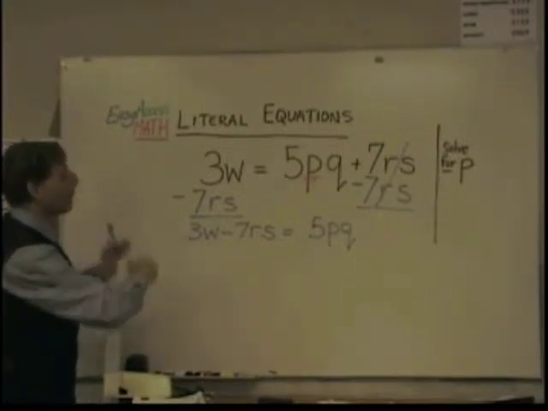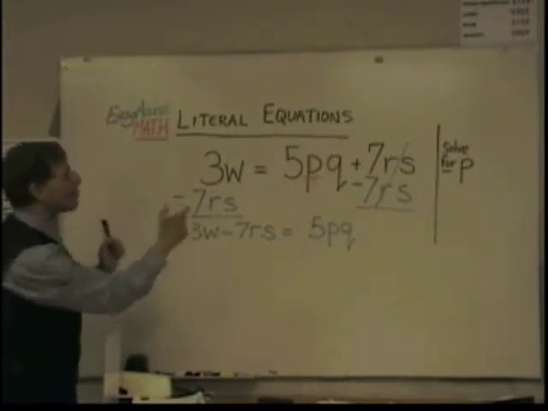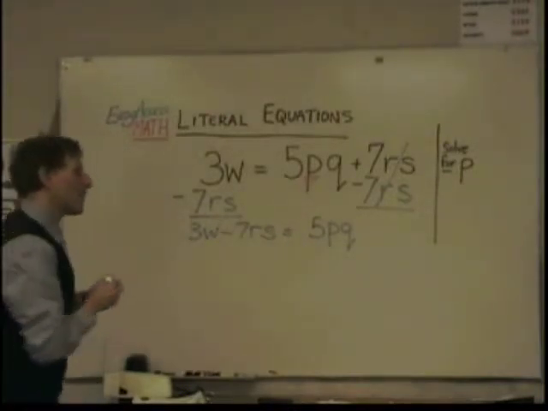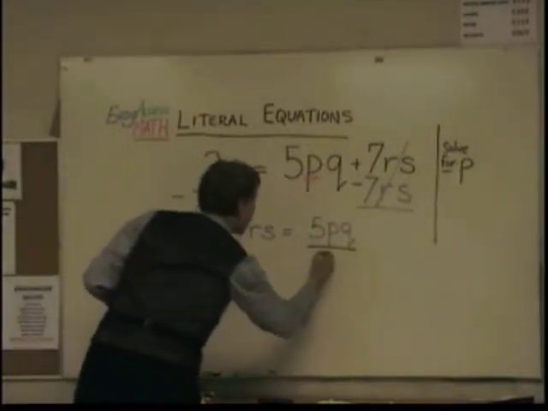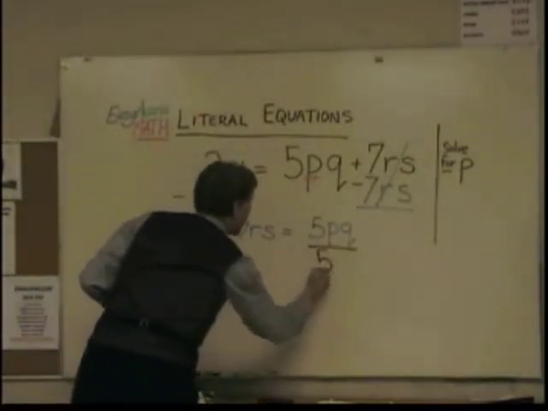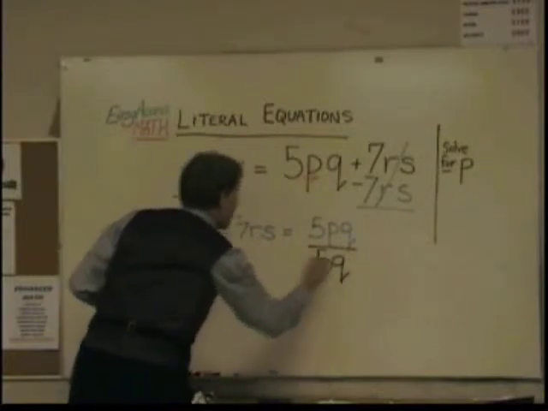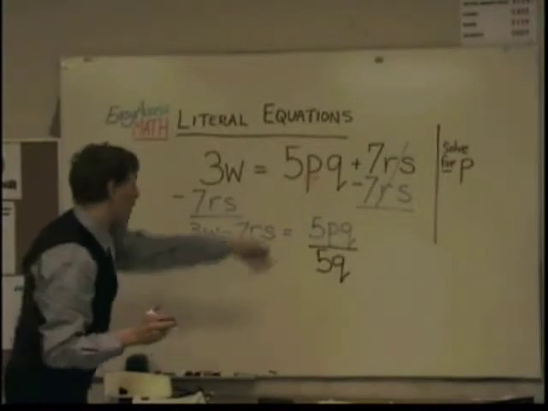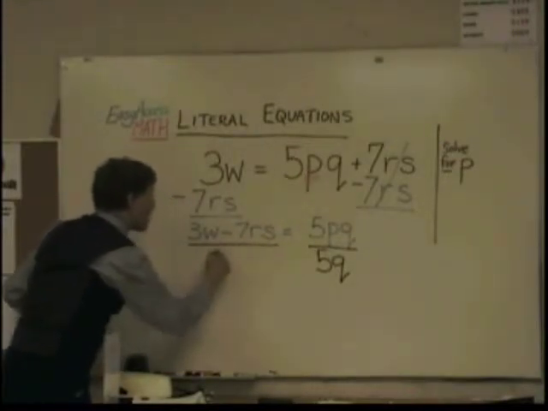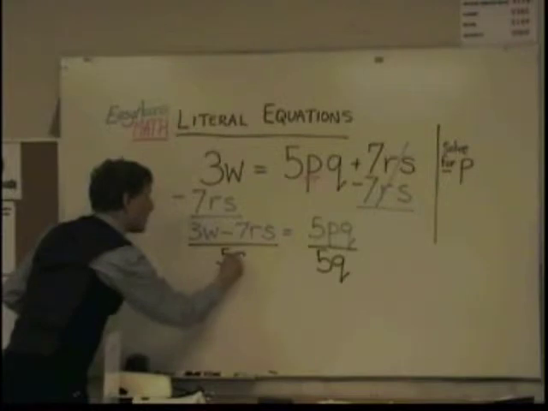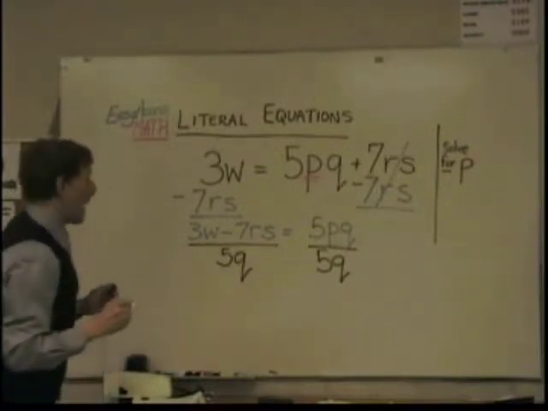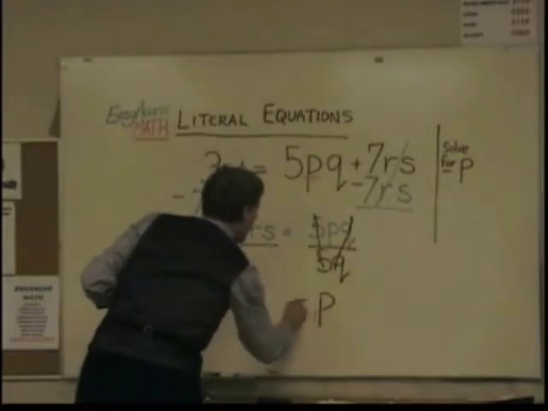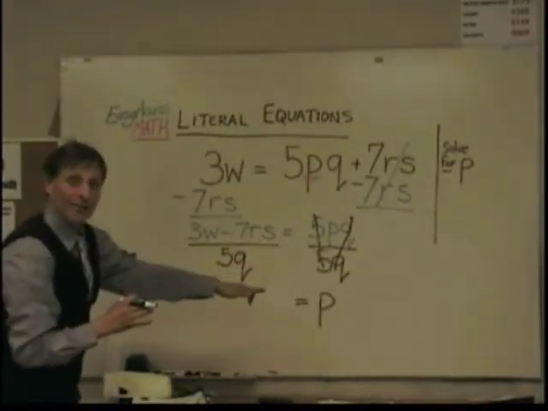What's stopping it is the 5 and the q, and they're directly attached to that p, and that means multiplication. So what I have to do to both sides is divide by the 5 and the q so that the p is there alone. The 5 and the q divide out from both sides. And at this point, that would cancel. The p is all by itself on that side of the equal sign.